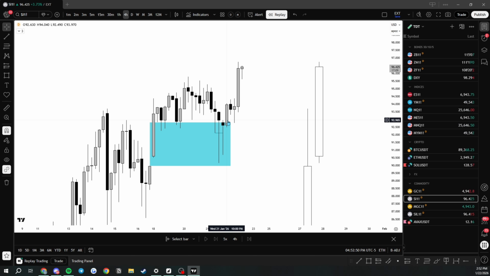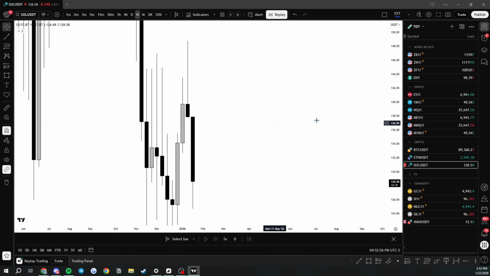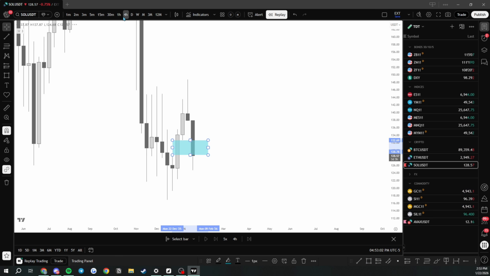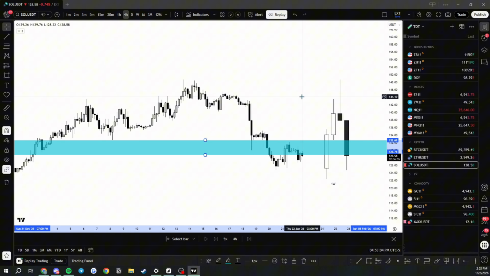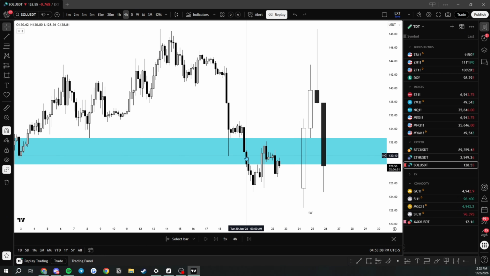IRL respected, bang. Right? Sol, we pretty much just said Sol was going to go down, and it just keeps going down. We were looking at this, right, on the weekly, but on the 4-hour, I guess there was this inversion here. So you could technically be in a position here.